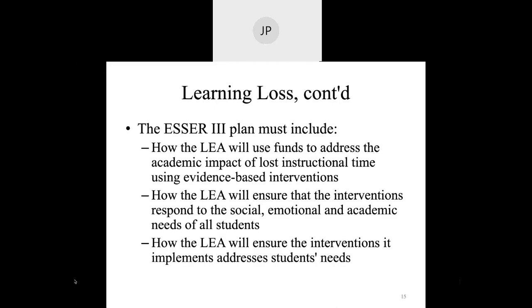The ESSER 3 plan must include how you are going to use funds to address the academic impact of lost instructional time using evidence-based interventions, how you will ensure that those interventions respond to the social, emotional, and academic needs of students, and how you will ensure that the interventions you implement address all of the students' needs. And that includes those students that have been disproportionately impacted.